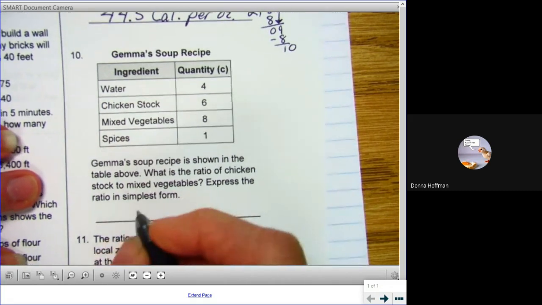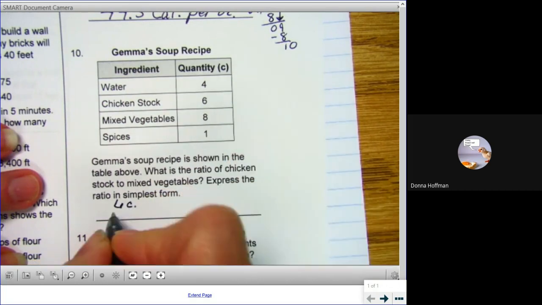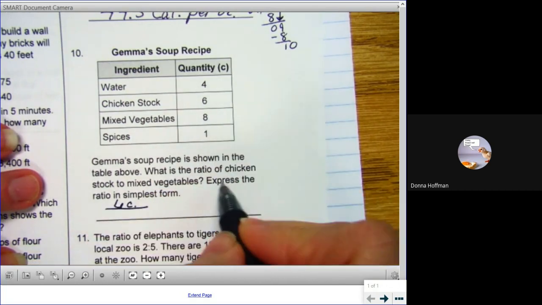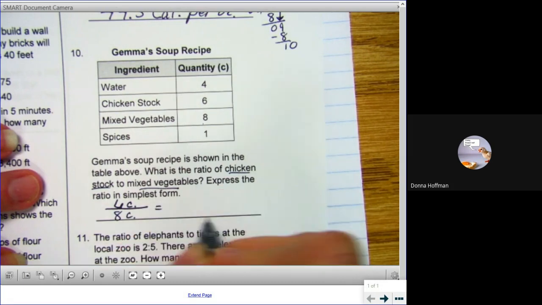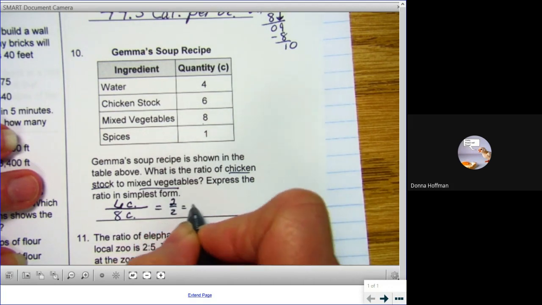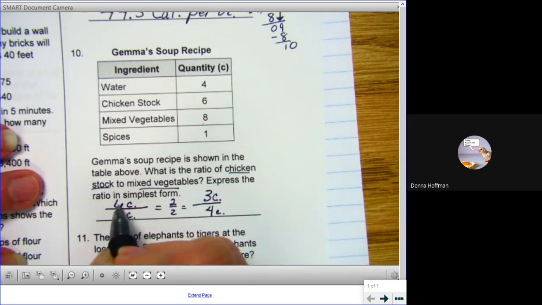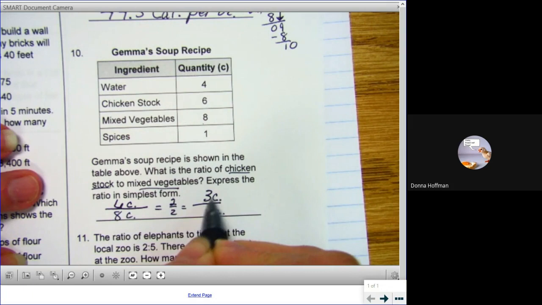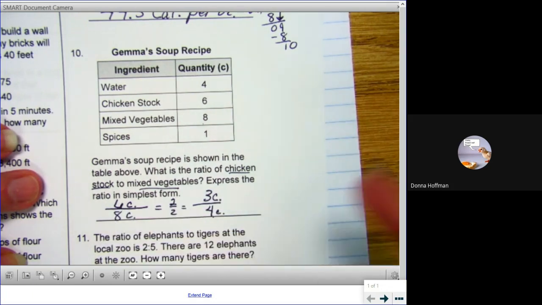So we've got chicken stock of 6 cups to mixed vegetables would be 8 cups. Simplest form, so you're looking for the greatest common factor, and I already know that's going to be 2. Divide the 6 by 2 to get 3 cups of chicken stock. Divide the 8 by 2 to get 4 cups of mixed vegetables.